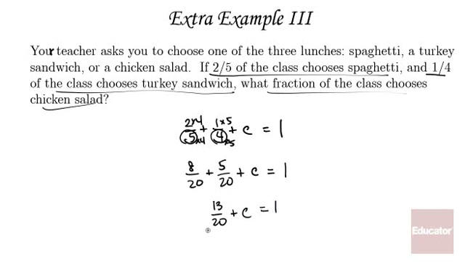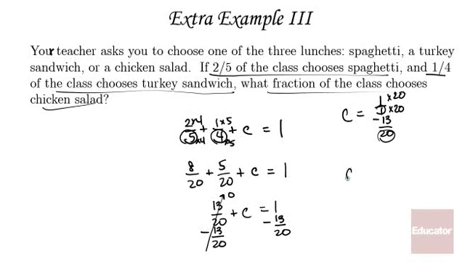Now I'm going to subtract 13 over 20 from both sides so that I can isolate the c, get the c alone. These cancel out to 0, and I have c equals 1 minus 13 over 20. Well, I'm going to change 1 into a fraction by putting it over a 1. And then I'm going to make the denominator 1 the same as 20 by multiplying by 20. So C equals 20 over 20, and I'm going to subtract the 13 over 20. And C equals 7 over 20.